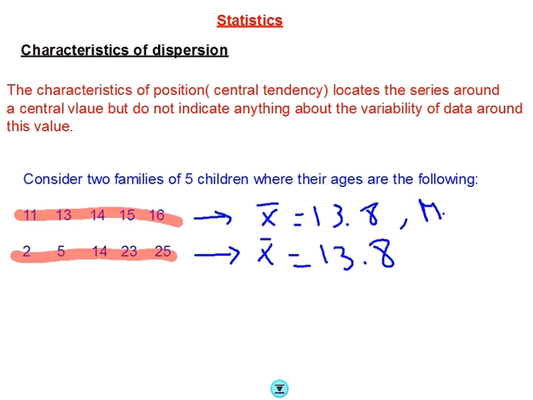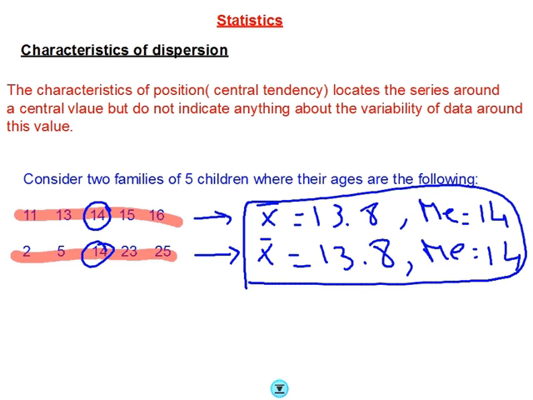Also, if you find the median, the central tendency around the median, you will find the median equal to 14. We know that the median is the middle value. And also here the median, as you can see, is 14. Don't forget, for the median you have to arrange them from least to greatest. Here they are already arranged. So we have the same mean and the same median.